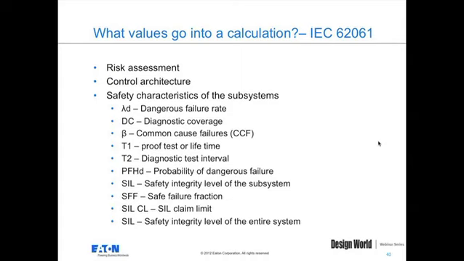You'll get a SIL, or a safety integrity level, for the subsystem. You'll get a safe failure fraction, so what percentage of the failures are either safe failures and do not affect the safety function, or are detected. So this will add the number of safe failures plus detected failures divided by the total number of failures that component's possible. SIL claim limit based on that safe failure fraction, and then the lower of your SIL for the subsystem and your SIL claim limit will determine the SIL, the safety integrity level of the entire system.